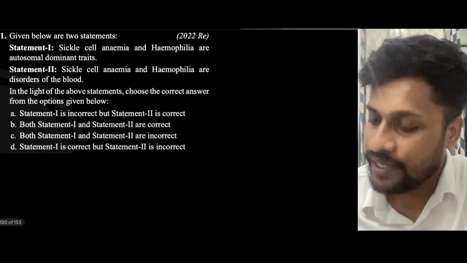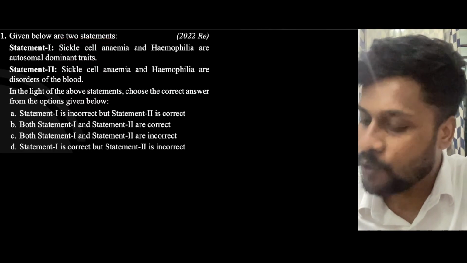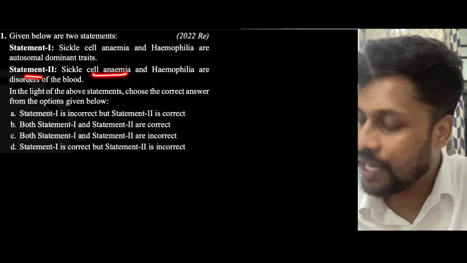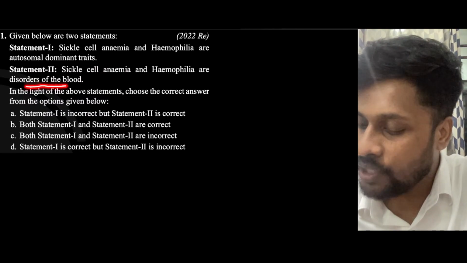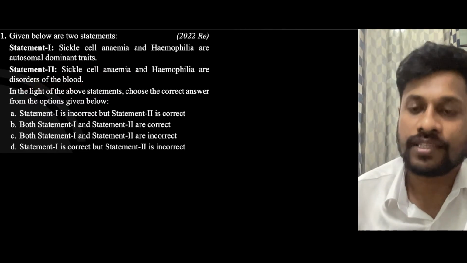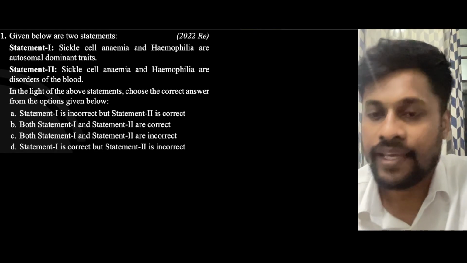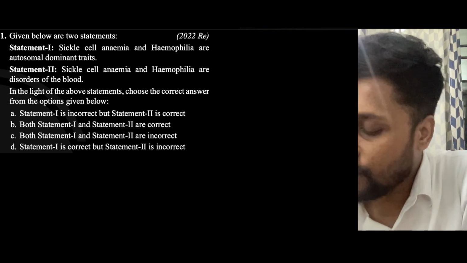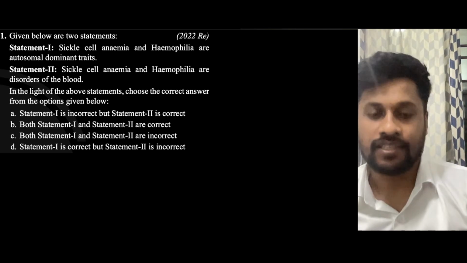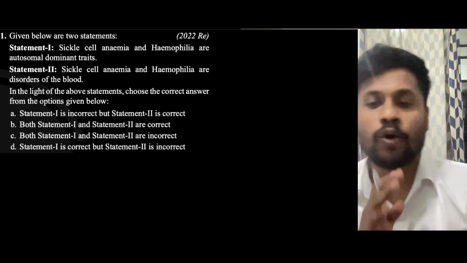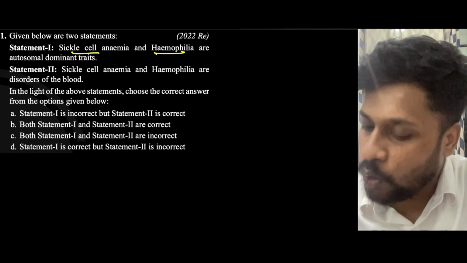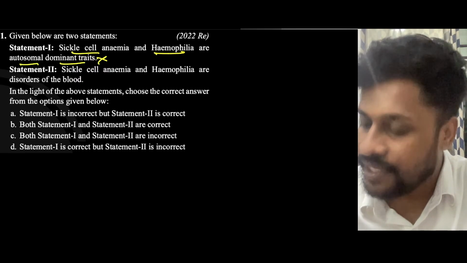Now, 61, guys. Given below are two statements. Statement 1: sickle cell anemia and hemophilia are autosomal dominant traits. Statement 2: sickle cell anemia and hemophilia are disorders of the blood. What will be the answer? Yeah, protruding tongue is another character. Very, very good, Nitya. So make sure you are making a list out of it, because you need to remember this all the time. Now, sickle cell anemia and hemophilia are autosomal dominant traits. It is incorrect, guys. Why?